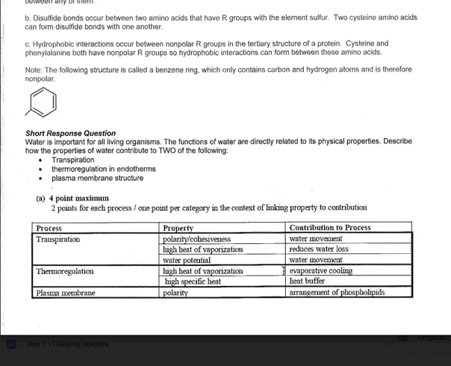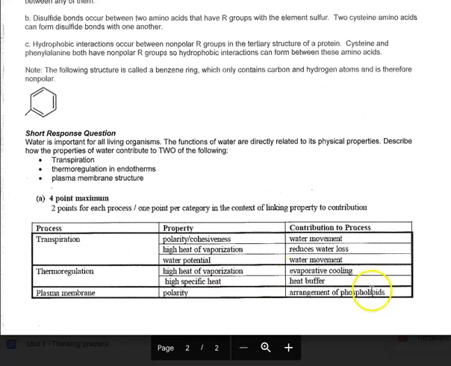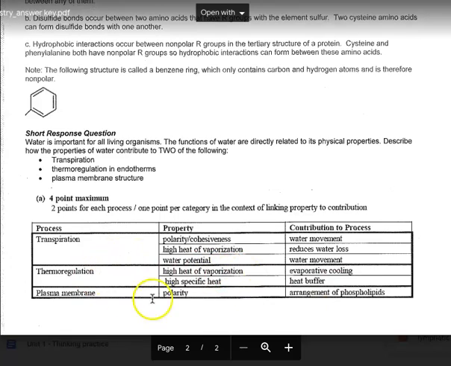High specific heat, it also takes a lot of heat to warm up water, so that allows you to buffer or balance out and control the amount of heat that is in your body, since a lot of your body is made out of water. Plasma membrane, the polarity, okay, so the arrangement of phospholipids is also super important when it comes to controlling the water outside and the water inside, or the liquid outside and the liquid inside of the plasma membrane.